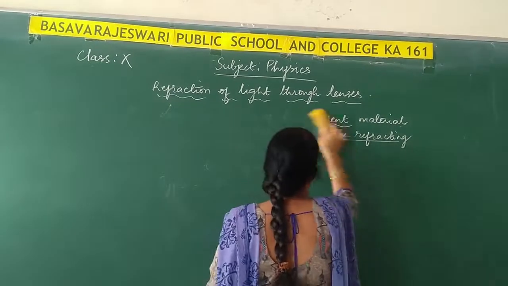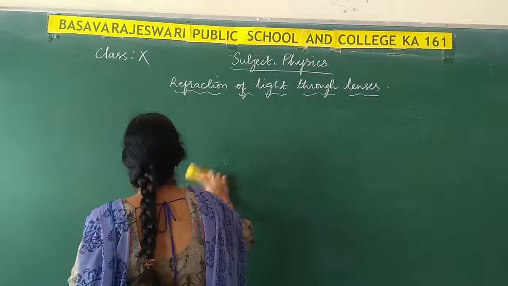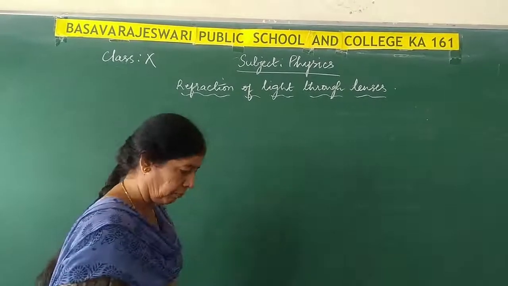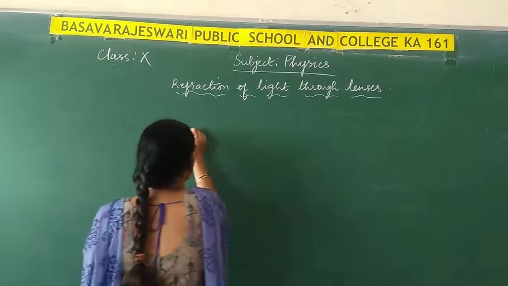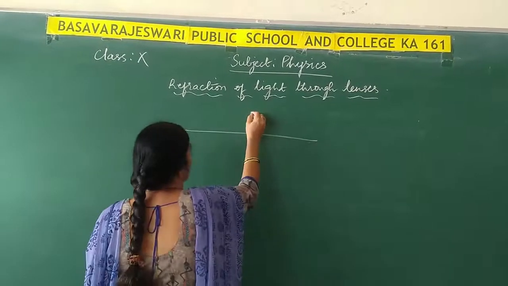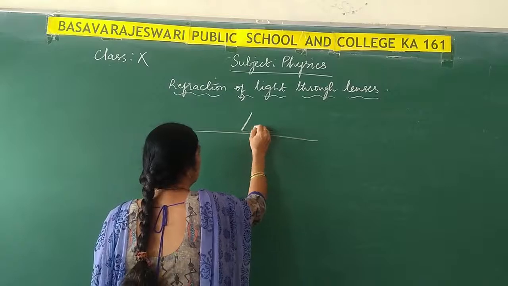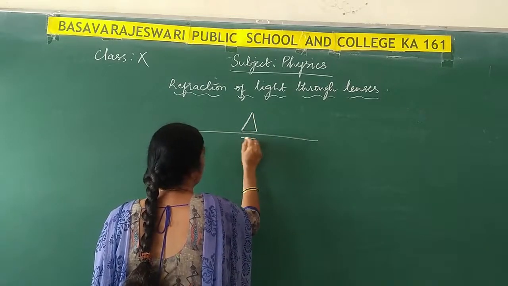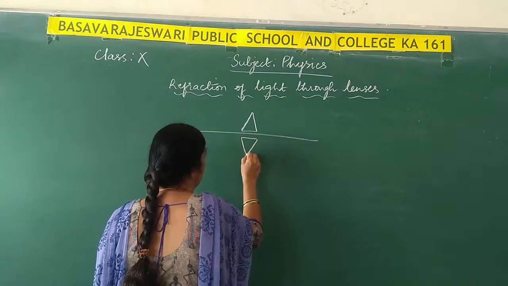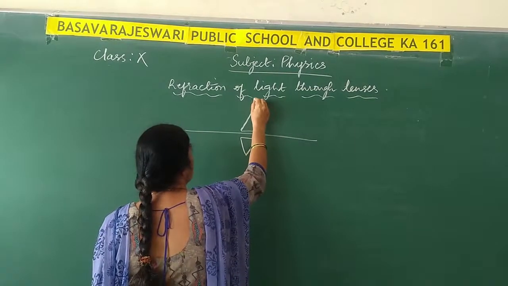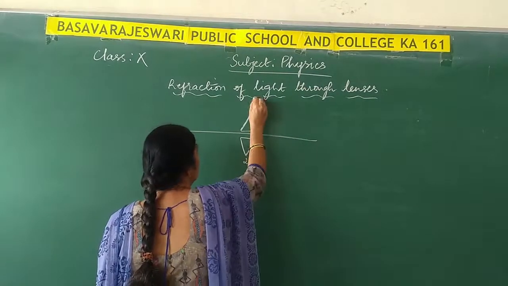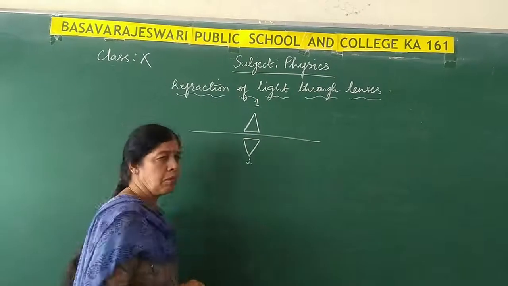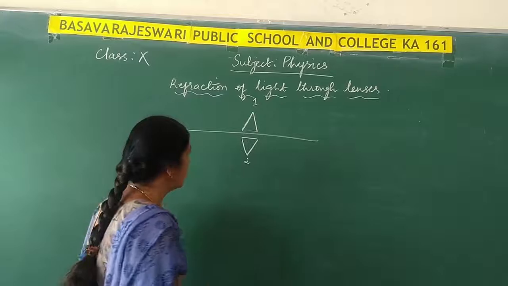I will draw the ray diagram for you. Taking two prisms, arranging two prisms. Now this is one prism I will take, and this is the other prism. Now this is prism 1 and prism 2. You can see that prism 1 is upright and prism 2 is inverted. So two prisms are arranged in such a manner.